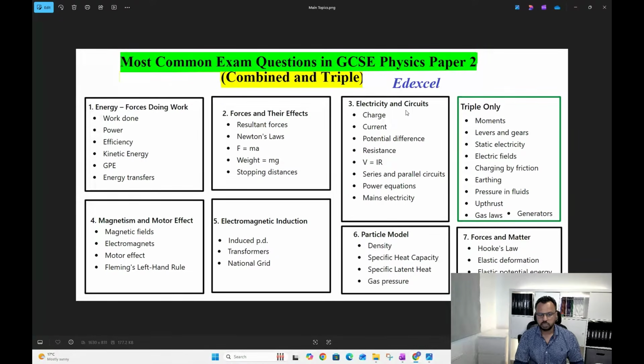Electricity and circuits is a very popular set of questions: charge, current, I equals Q over T, potential difference, resistance, all that. Then magnetism: magnetic field, electromagnets, motor effect, Fleming's left-hand rule. Then electromagnetic induction: induced PD, transformers, and national grid related questions. Then particle model: density, specific heat capacity, specific latent heat, and gas pressure.